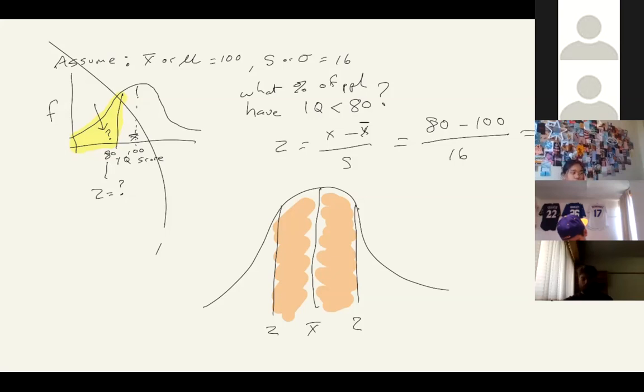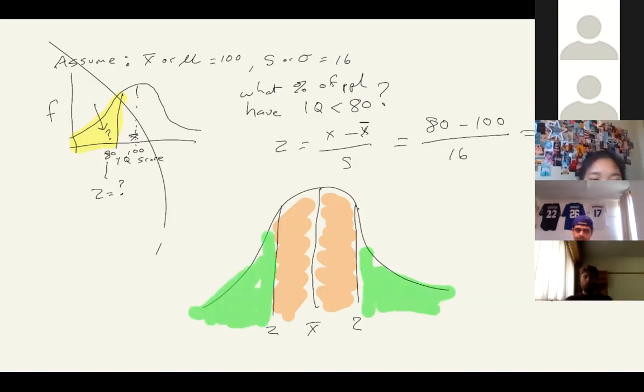And then for any Z score, the area beyond Z, the area between Z and infinity, or negative infinity, is what I'm putting in green. That's what we mean by the area beyond Z, away from the mean. So it's either above the score or below the score. So in this case, above 1.25 or below negative 1.25. Okay.